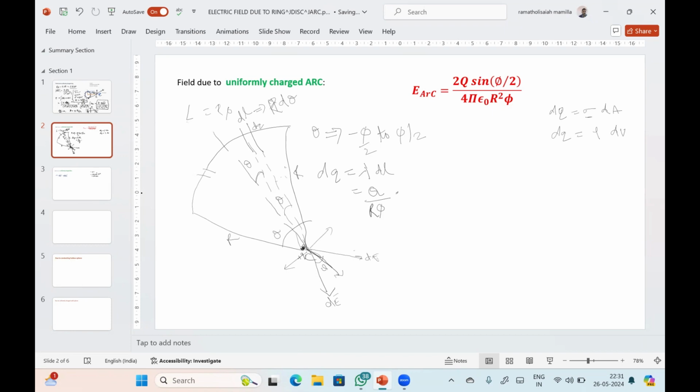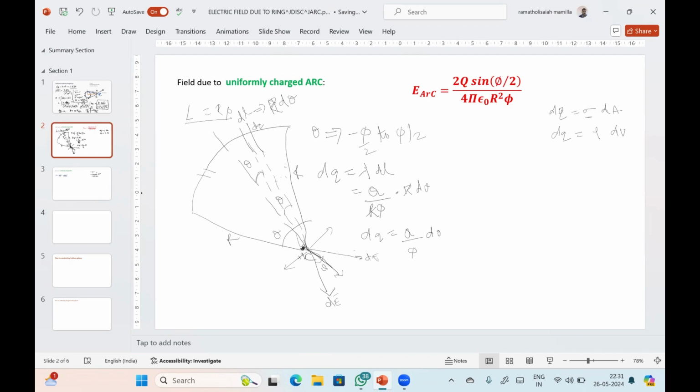L is equal to r into phi, so L is equal to r phi, the length of the arc. Therefore lambda is equal to q by L, the linear charge density. dl is equal to r into d theta, so then r gets cancelled. Therefore dq is equal to q by phi d theta. Phi is the total angle of the arc and d theta is the element of angle of dq.